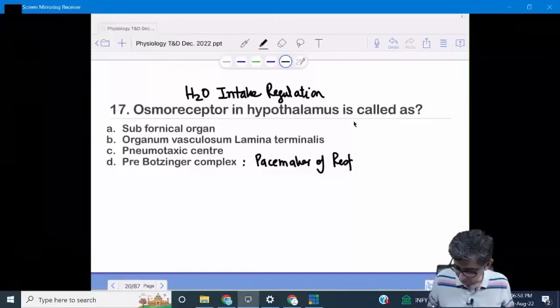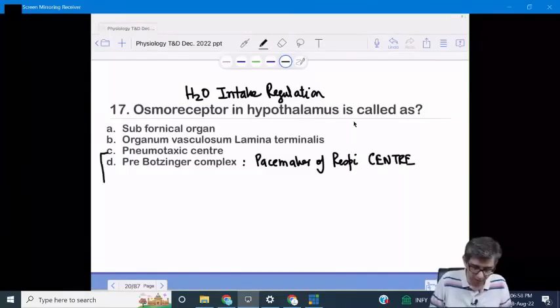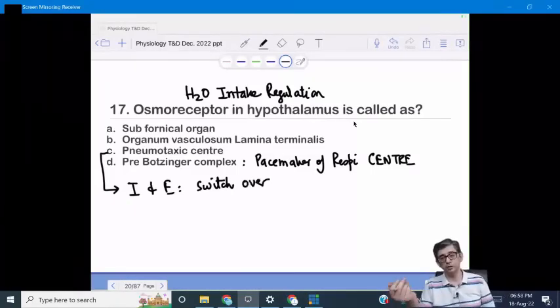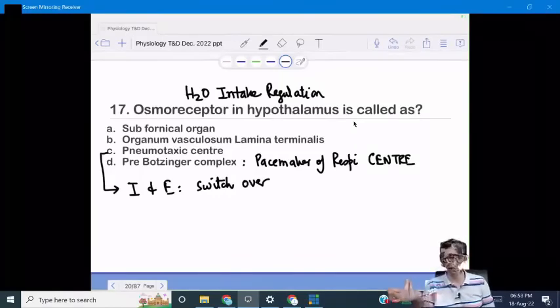Pneumotaxic center regulates the switch from inspiration to expiration. If we continue to inspire, our lungs can burst, and we will have pneumothorax. So the switch over between inspiration and expiration, which alternates, is why the pneumotaxic center is responsible for this conversion from inspiration to expiration.